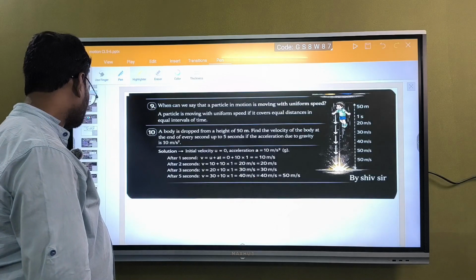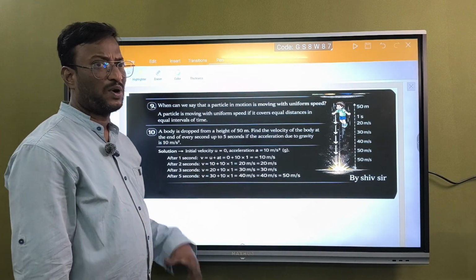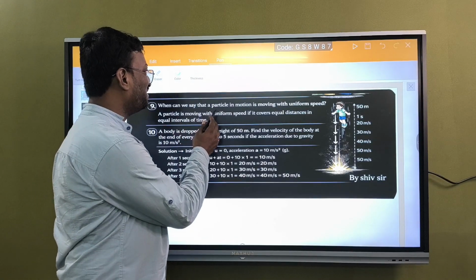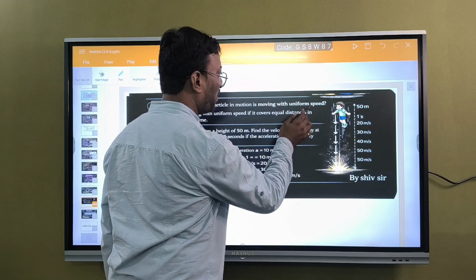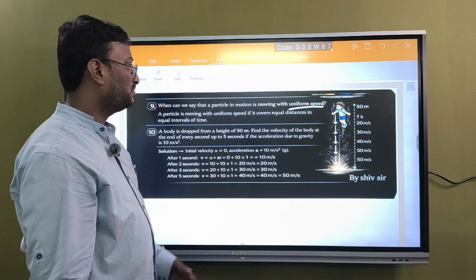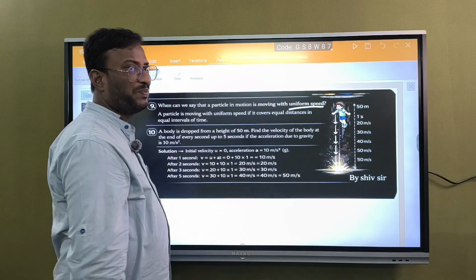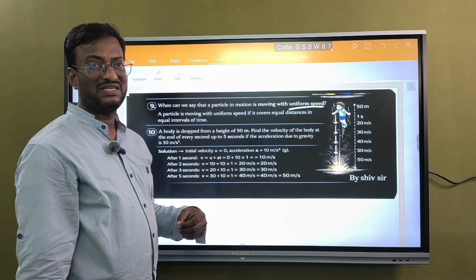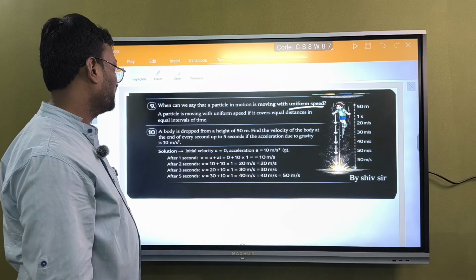Right. Next thing, see here, this is one of the interesting problems. When can we say that the particle is moving with uniform speed? A particle is in uniform speed if it covers equal distances in equal intervals of time.